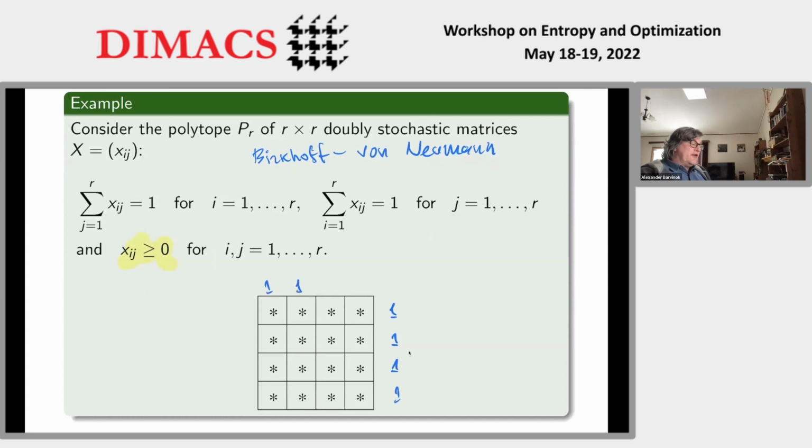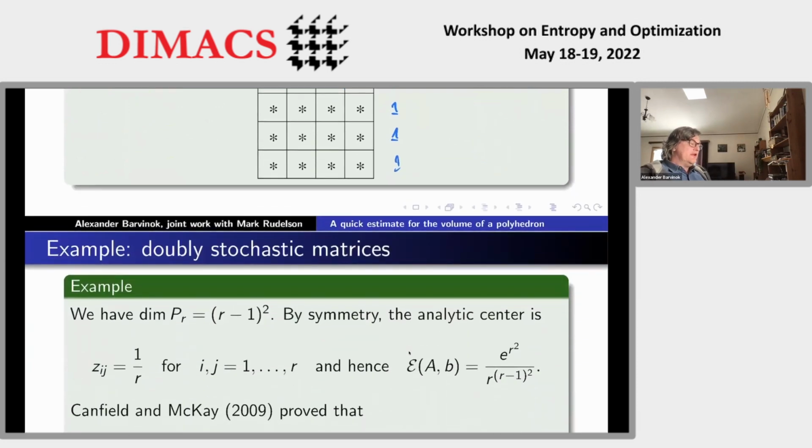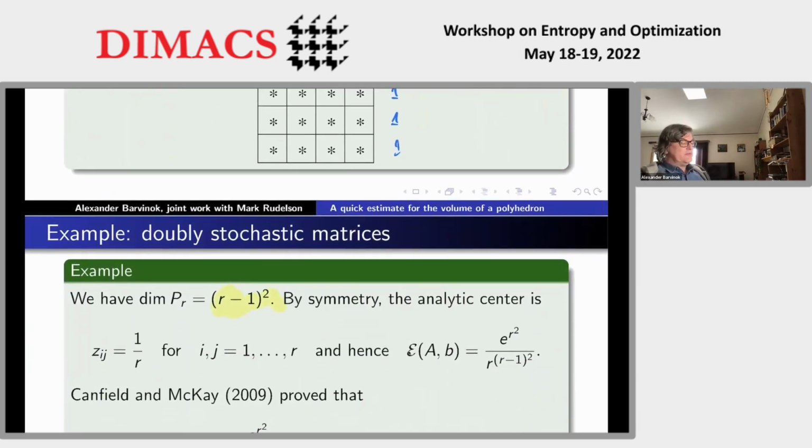And here's another question. Let me ask you a question. How many linear equations do I have now? If I have R rows and R columns, then altogether I have how many? 2R minus 1. 2R, exactly right. Yeah, because they're linearly dependent, right? And so the dimension of this polyhedron is (R minus 1) squared.